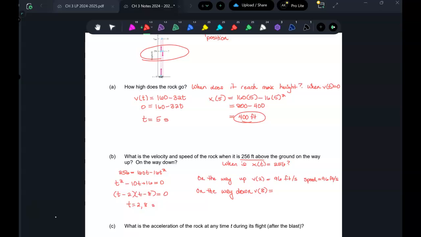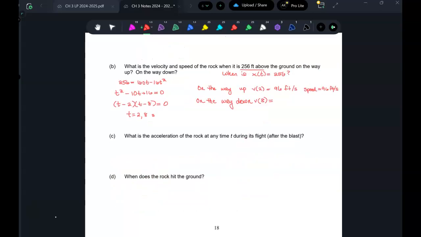So here's t equals 0. As it goes up, at t equals 2 it's going to hit 256 feet. It keeps going up until it reaches its maximum height, and then it starts coming down. Remember, this was 5 seconds. It's also slower on the way up than it is on the way down. When we plug in 8, we should get negative 96 feet per second, which makes the speed the same.